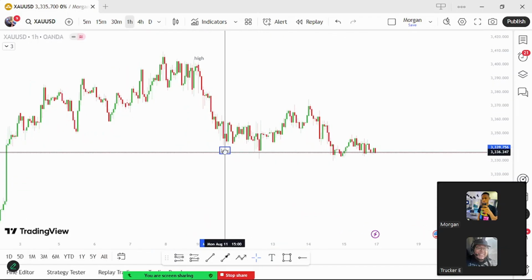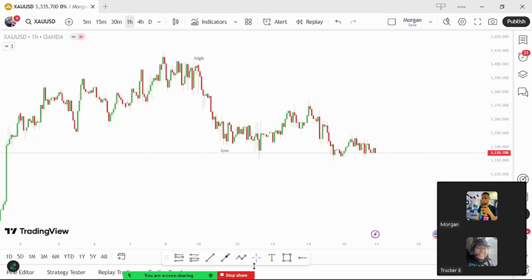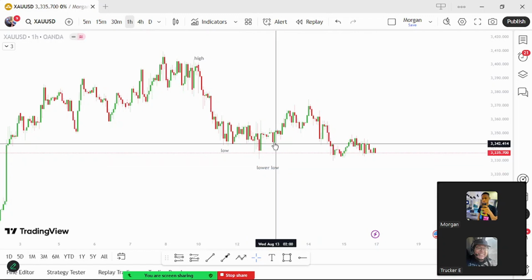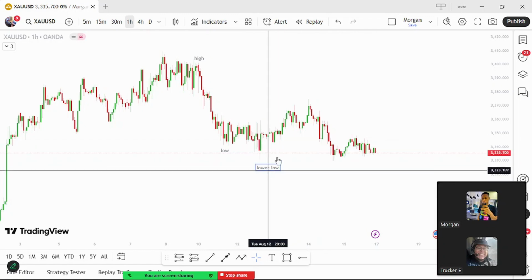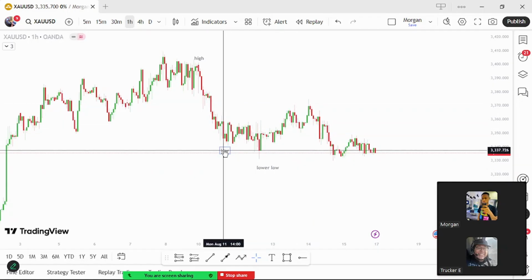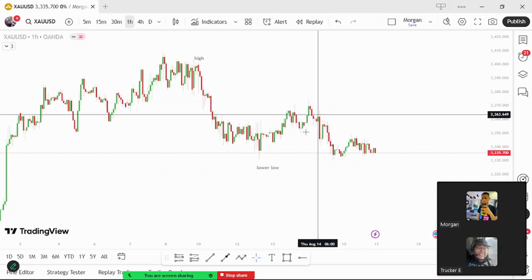Let's say this is low. So we have, let's say this is the lower low. But I wouldn't call this the lower low anymore because price already did this, kind of taking out this low. So I'll just take this off. This is low.